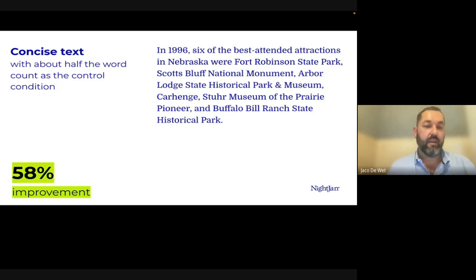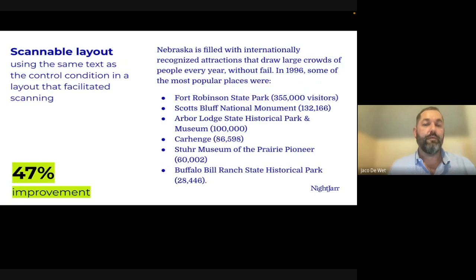Now, they didn't stop there. They then went on to ask, what if we made the information slightly more scannable? So they took the same copy again. They introduced back those marketing words. You can see even the values are back. But just by making the last part more structured, they allowed the user to scan the different areas that were visited, the most popular places. And just that created a 47% improvement in consumption.